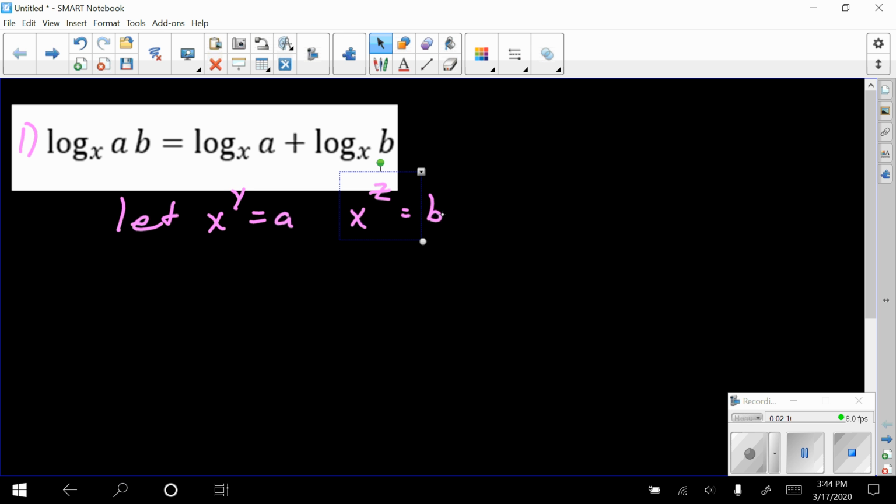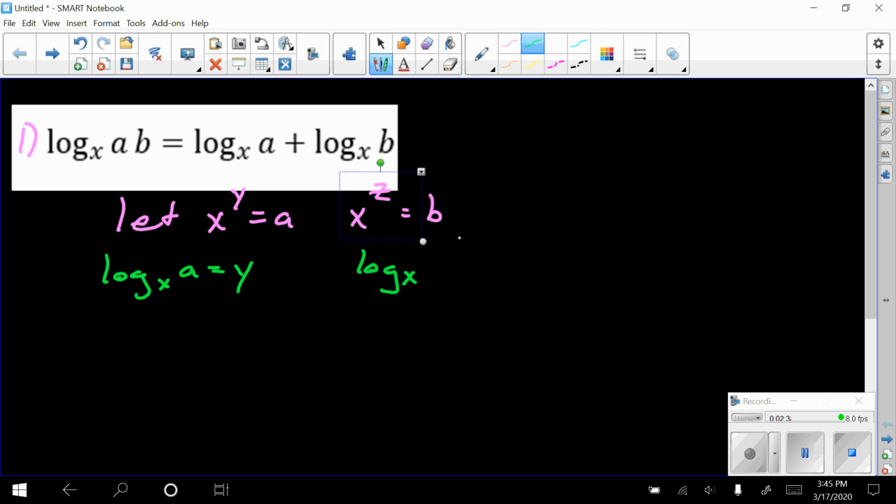And now what we're going to do is convert these. We've converted them quite a bit. So let's convert x to the y equaling a from exponential to logarithm. So we're going to have now log base x of a equal y. And over here then we should have log base x of b equal to z. Perfect. Those green ones are going to come back into play later on.